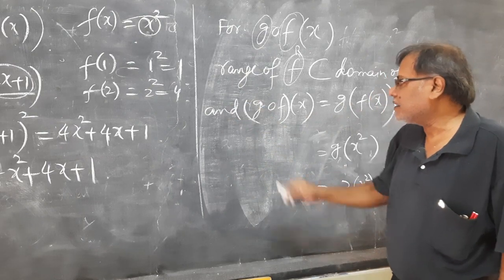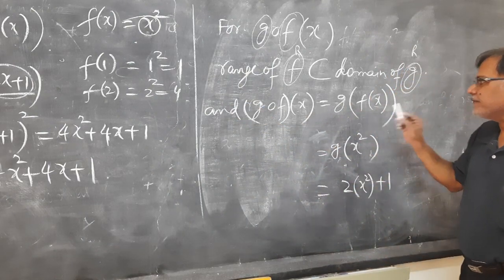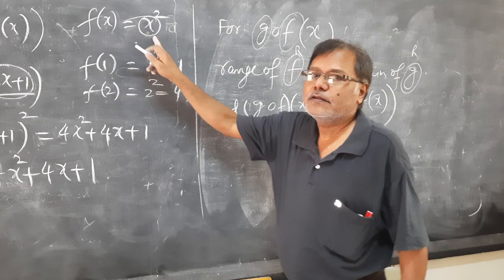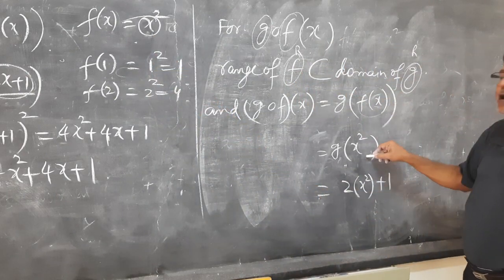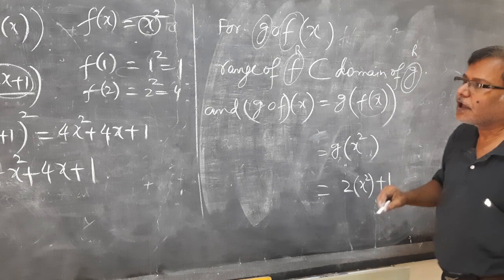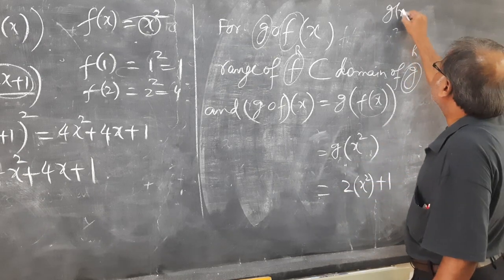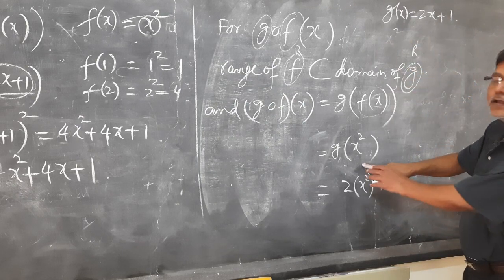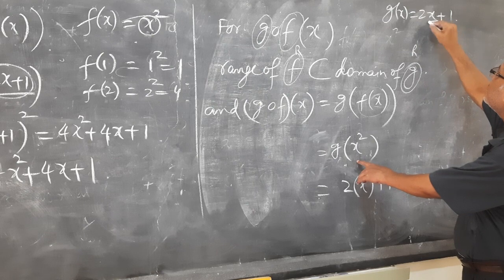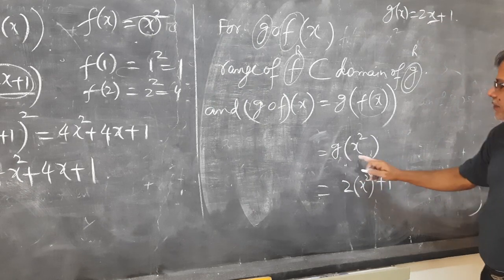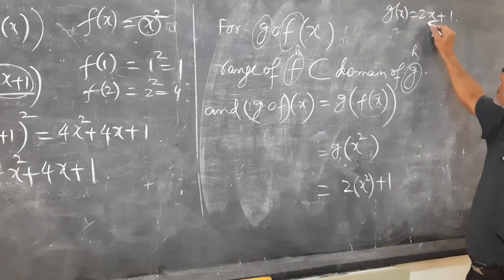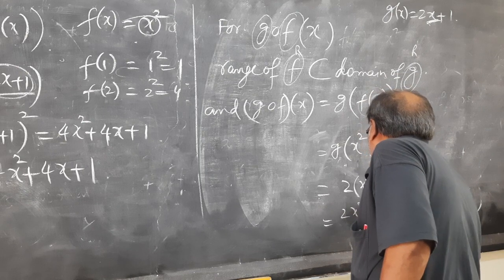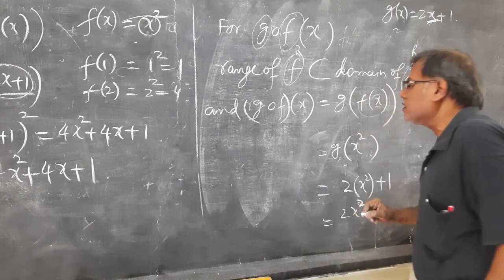As explained earlier, GOF(x) can be written as g(f(x)). Your f(x) was equal to x square, so in place of f(x) we can write x square, and g(x) was equal to 2x plus 1, as you remember. So in place of x we have x square. Whatever is written inside, the same thing should be written in place of x. So finally g(x square) is equal to 2 times x square plus 1, and we get 2x square plus 1. I hope till this point it is clear.